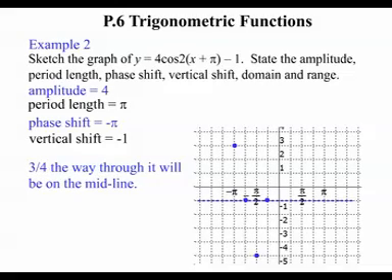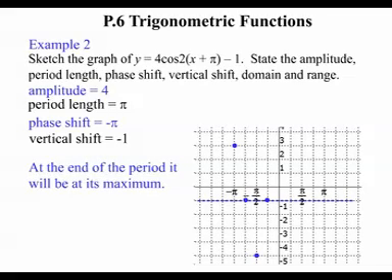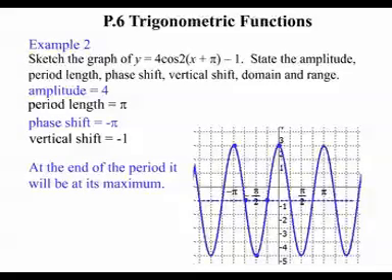And our last point for our one period of the cosine graph is going to be back up at the maximum, one tick mark over, and it's going to be at 3. So then you draw a smooth curve through it, and it can continue on in both directions, and there you have the graph of y equals 4 cos(2(x + pi)) - 1.